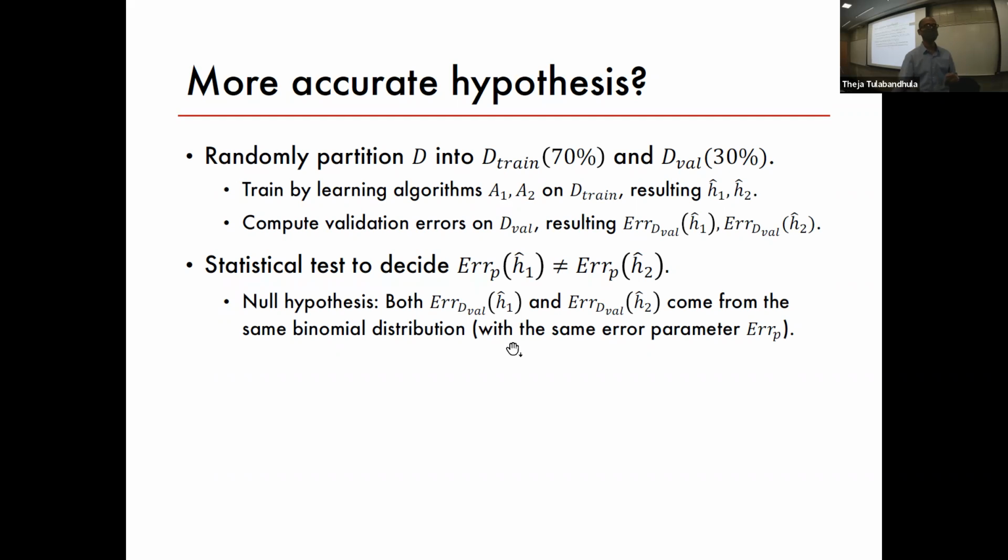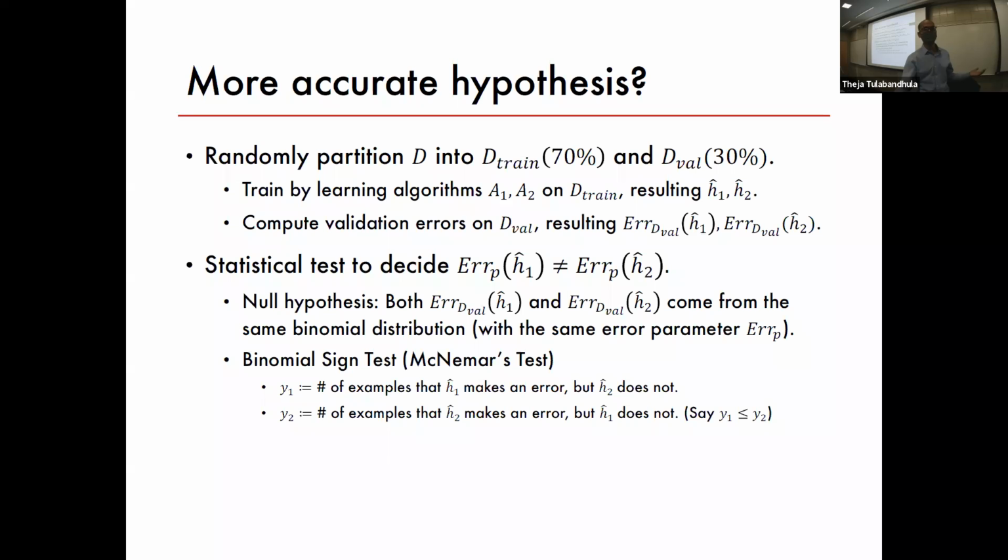The way we answer is we have a null hypothesis that both of them have the same error value, that both of them have the same performance in production. With respect to the underlying distribution, both have the same bias, if you think of a Bernoulli distribution. The particular test is called the binomial sign test or McNemar's test, where we look at validation data and see at which locations the first hypothesis made errors but the second one did not, and the examples where the second hypothesis made errors but the first one did not. So maybe there are some examples where one made an error but the other did not. Let's call these numbers of examples y1 and y2.